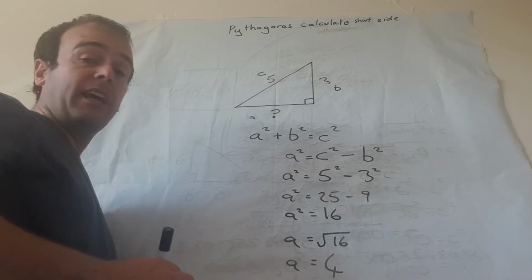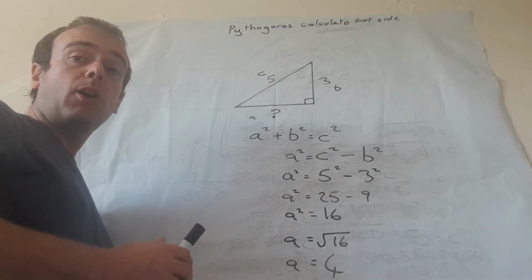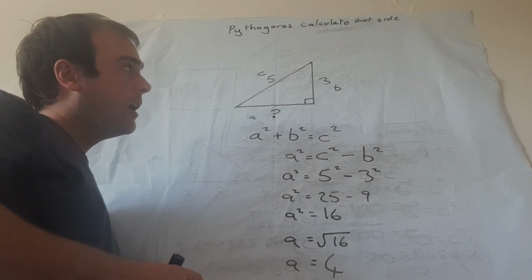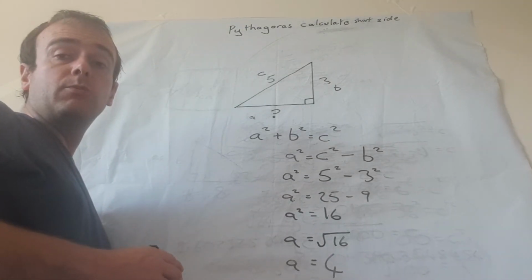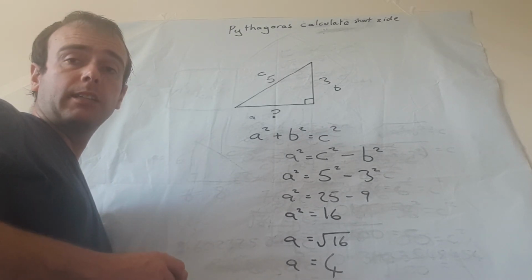Okay, and again, this might not always work out with integer values, with nice whole numbers. It might be nice and easy. So what I'm going to look at next is we're going to have a look at harder ones, so when the numbers don't work out exactly for us.